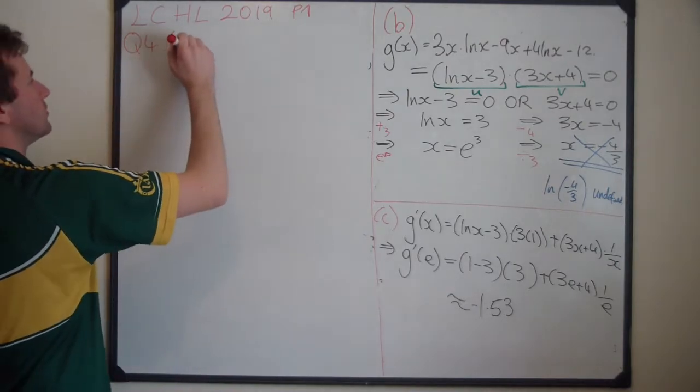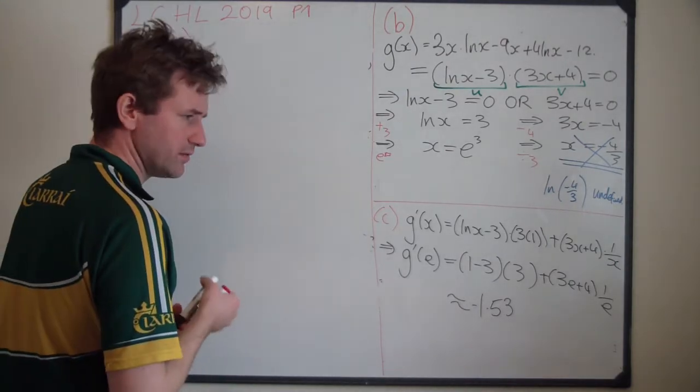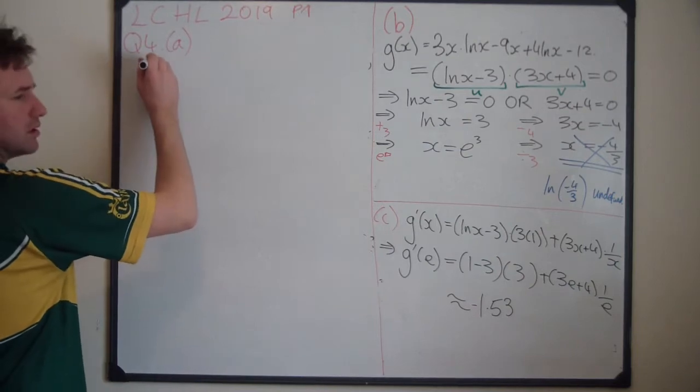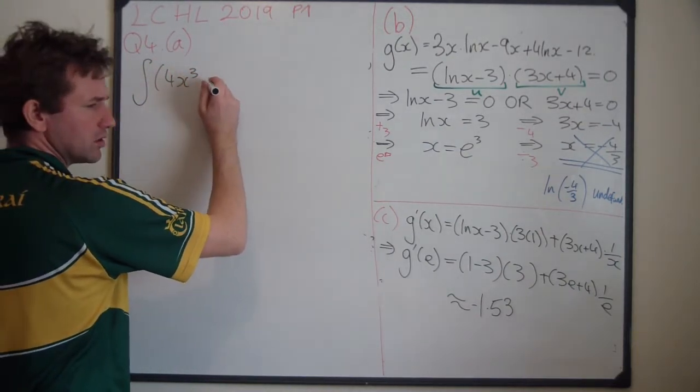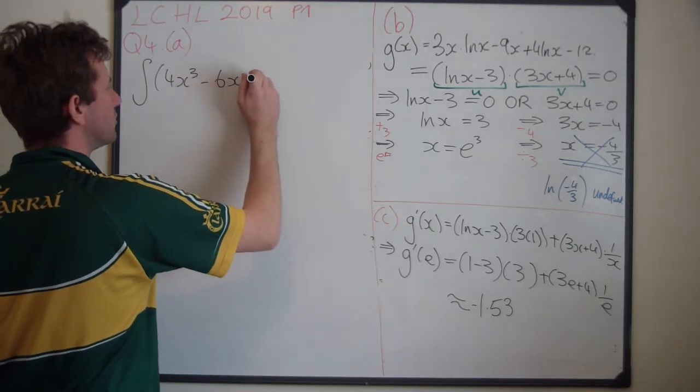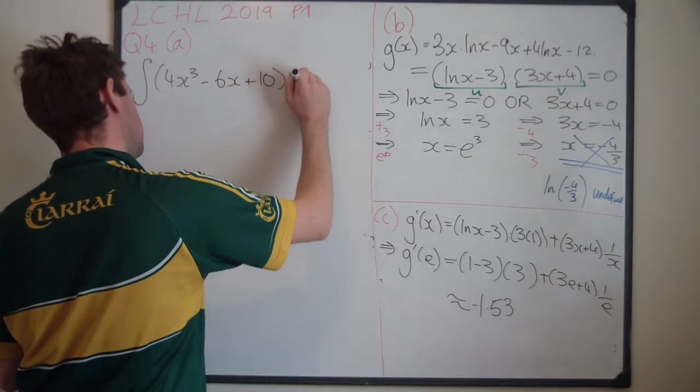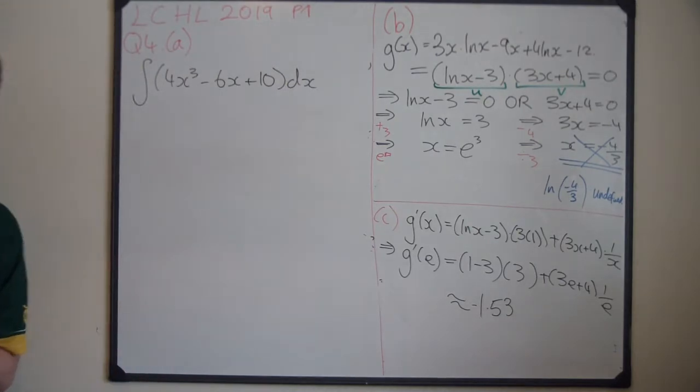So they're asking us to find the following antiderivative, 4x cubed minus 6x plus 10 dx. I use slightly different language. If there's limits, I call it an integral. And if there are no limits, it's just an antiderivative. We're looking for the things that you differentiate to end up with that.